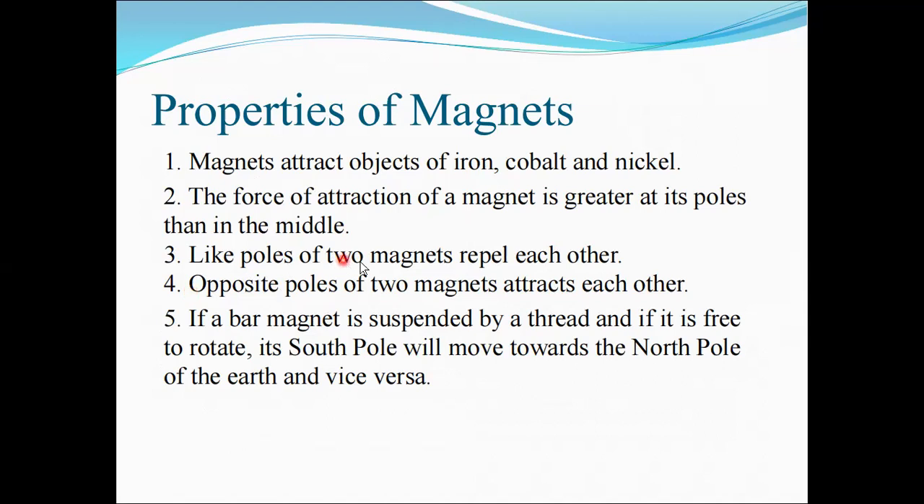Like poles of two magnets repel each other, opposite poles of two magnets attract each other. We must know this from the beginning of our study. So if a bar magnet is suspended by a thread, and if it is free to rotate, its south pole will move towards the north pole. These are actually the properties of a magnet.